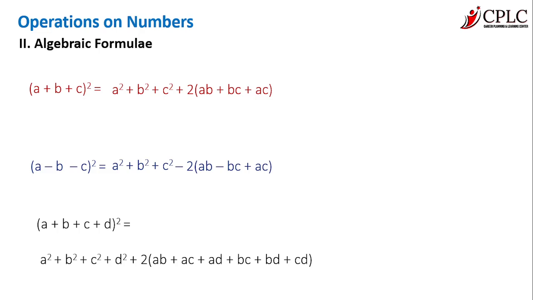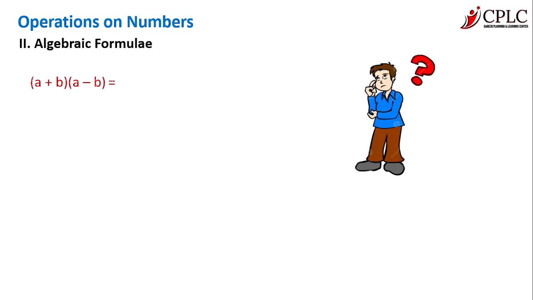Then after this, the next one, that is (a plus b) and (a minus b). It is a square minus b square. Then the next one is (x plus a) and (x plus b).